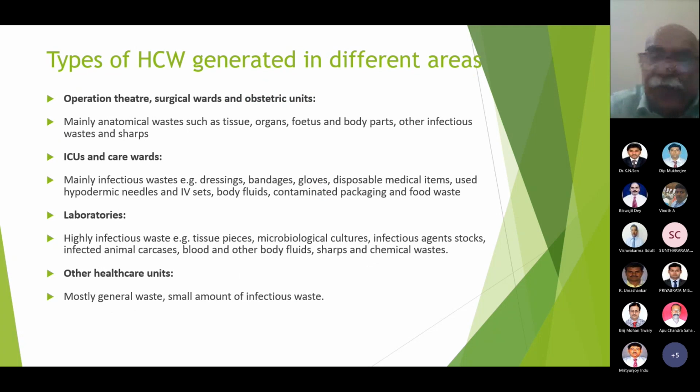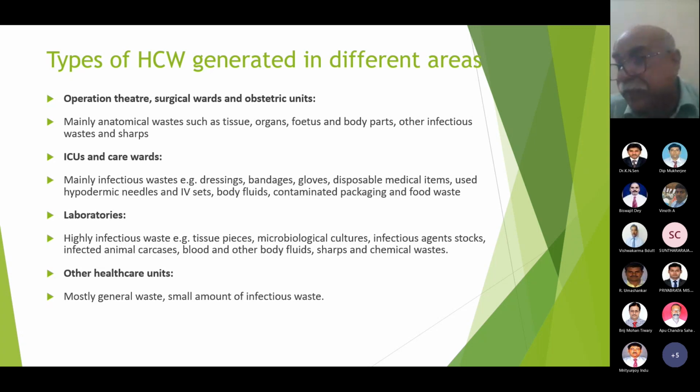Let us see now what are the different types of waste generated in these areas. We have talked about these areas. The operation theater, surgical wards, and obstetric unit. Obstetric units are basically the labor rooms, etc. These mainly generate anatomical waste like body tissues, body organs, fetus, as well as body parts, and other infectious waste, as well as sharps. Then ICUs and care wards, mainly dressings, bandages, gloves, disposable medical items, used needles, IV sets, body fluids, etc. And food wastes are also generated from the care of the patients.